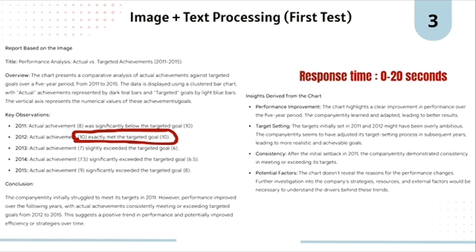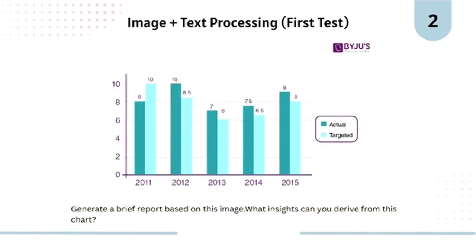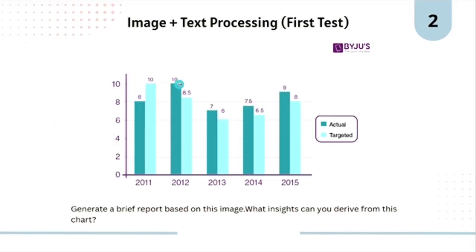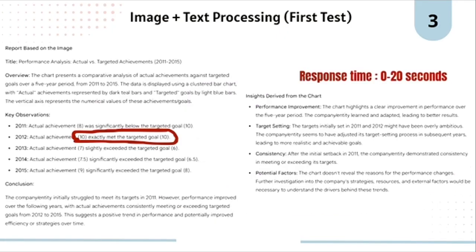There are a few issues, but the conclusion was almost correct. Here in 2011, we can see that the values are 8 and 10, 7, 6, and so on. The model is able to read the text correctly, but in 2012, you can see that 10 and 10 are given here as actual and target, whereas in 2012, the given image contains 10 and 8.5. So the model is not able to read the values correctly from the image. That is one of the drawbacks that I have noticed.